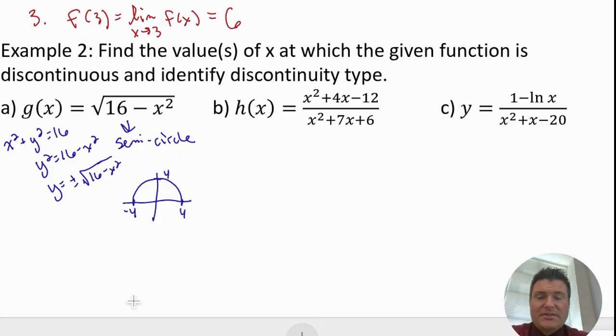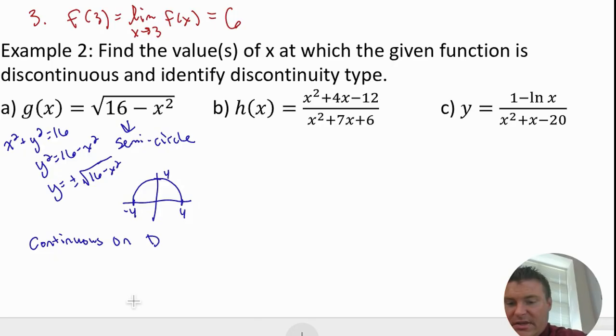We're only going to see discontinuities really on piecewise functions, where there are possible discontinuities, or anything with a ratio in it, so any type of fraction. That's going to be our biggest ones that we're going to see some issues with. So this one is going to be continuous on its domain. There are no discontinuities.